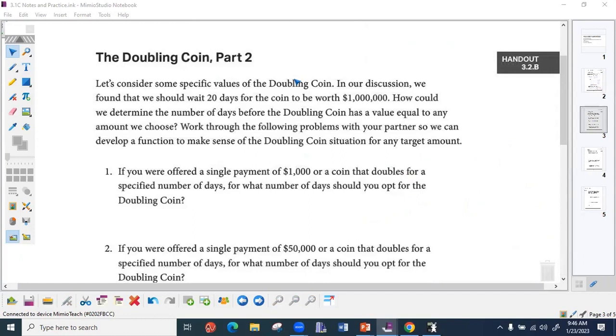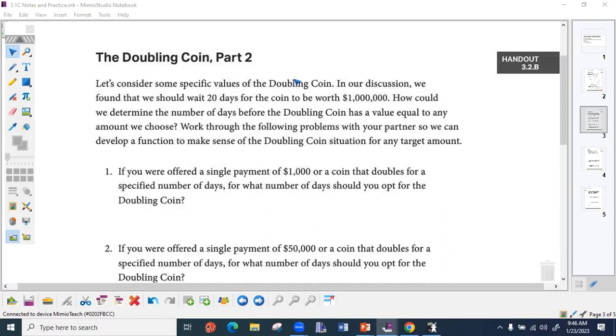Now it's asking us, how could we determine the number of days before the doubling coin has a value equal to any amount we choose? So what is it asking us to do? Find an equation. Now we're given our output instead of our input, so what type of equation are we looking for? What is it called mathematically when you're doing the opposite? The inverse. So it's asking us to find our inverse equation, okay?